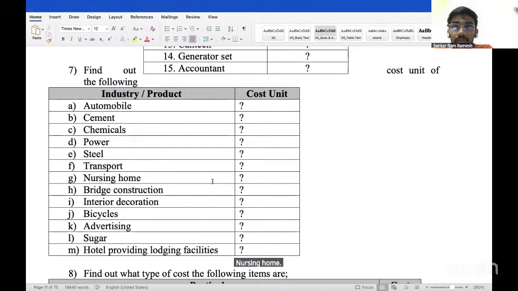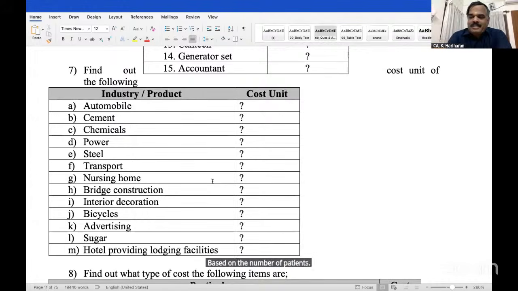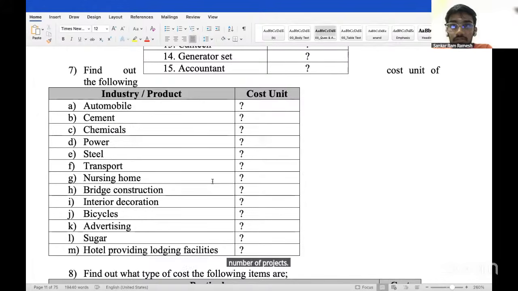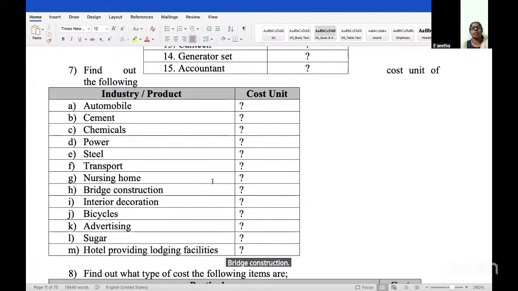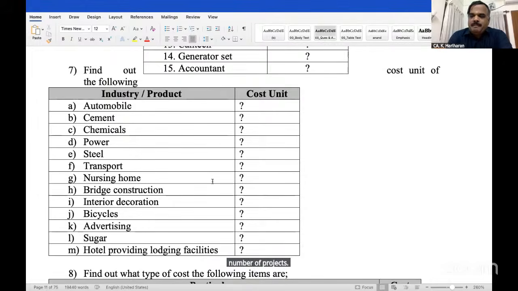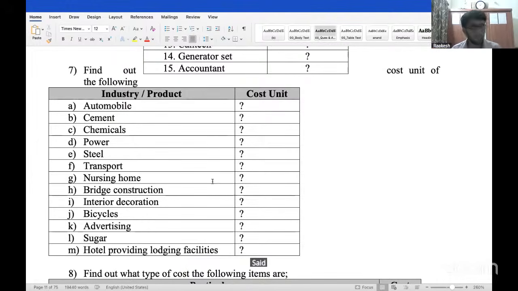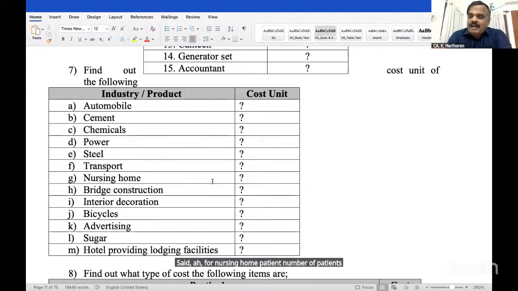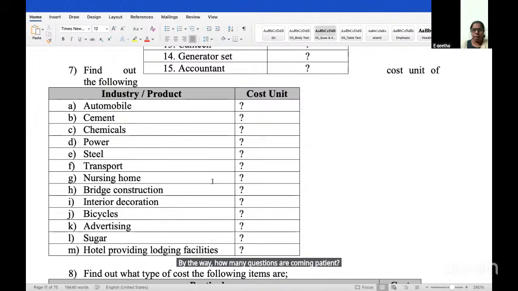Nursing home: number of beds, and number of patients per day. How many patients are coming per day? Sir, for nursing home, is it number of patients per bed? Per day, how many patients are coming? Patient per day. Bridge construction: number of projects, contract is the cost unit.